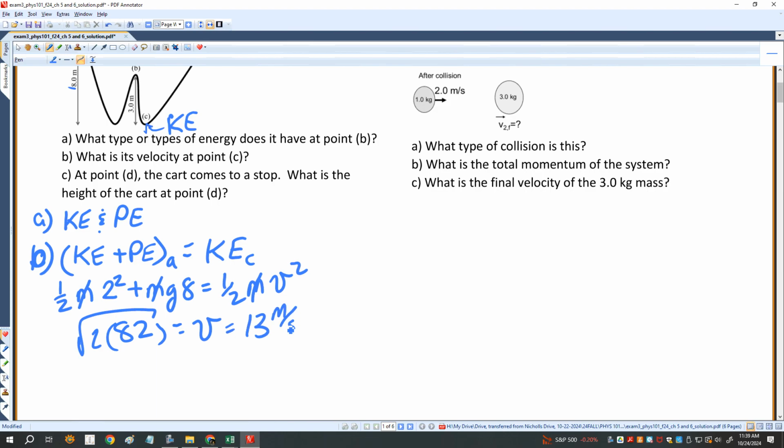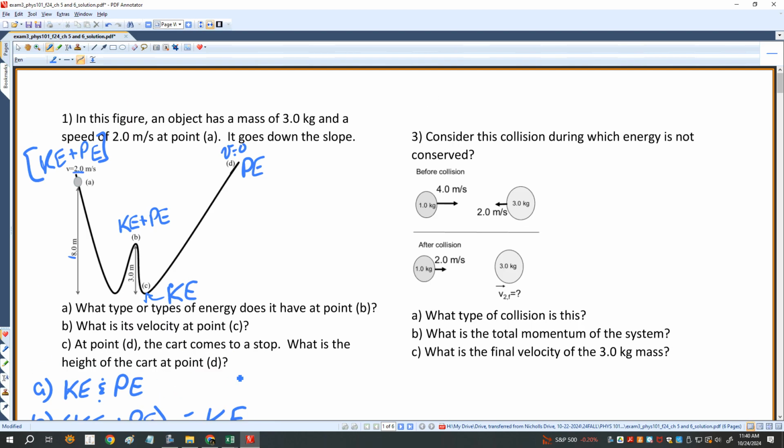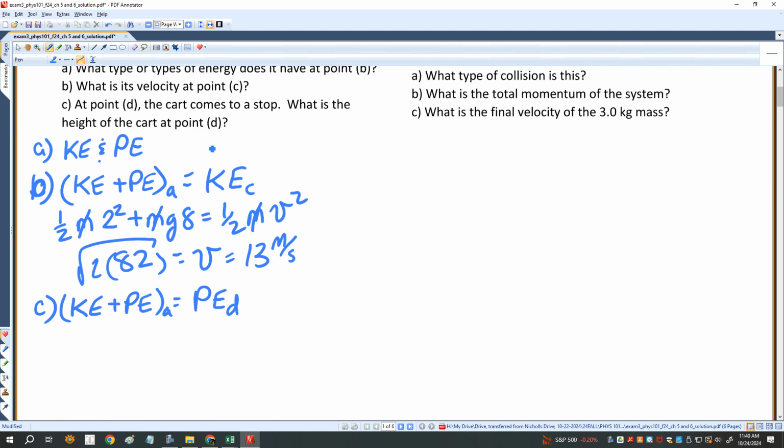Then at point D, it says the cart comes to a stop, and I want to know what is the height of the cart. So in a similar way we did before, I say KE plus PE at point A is equal just to the potential energy at point B, because up here I just have potential energy. So that's 1/2 of m times 2 squared, just like we did before, plus m times g times 8 equals m times g times h. And I'm looking for h. The m's cancel out there, there, and there.